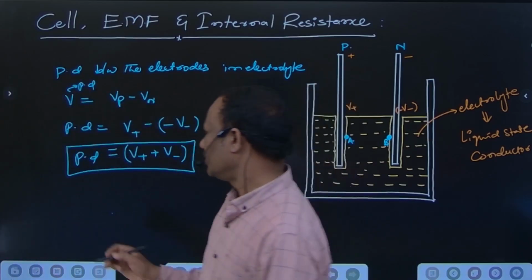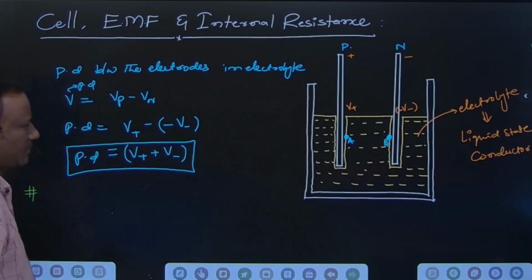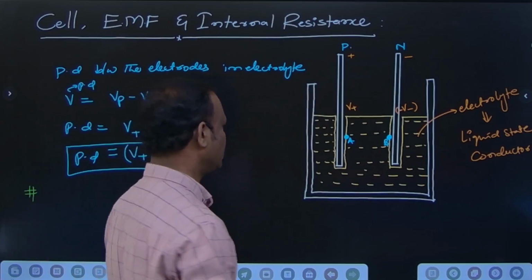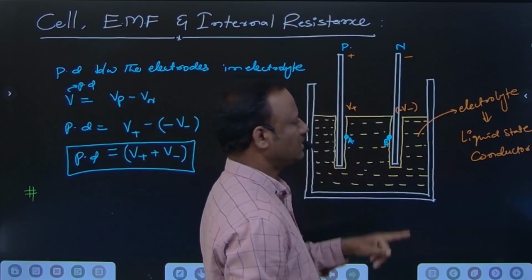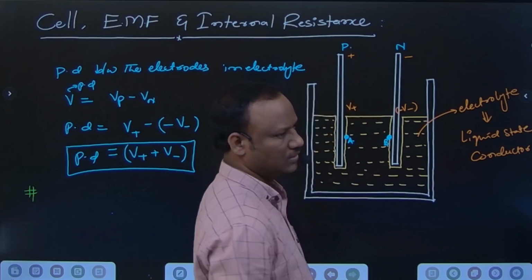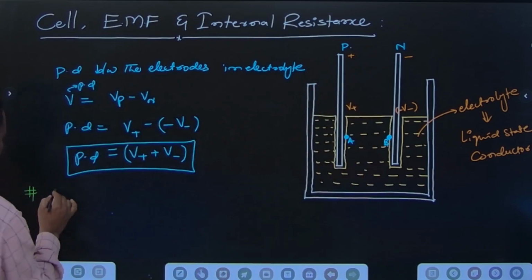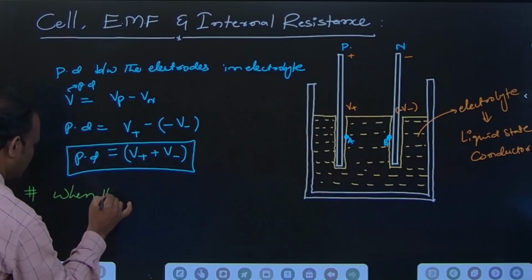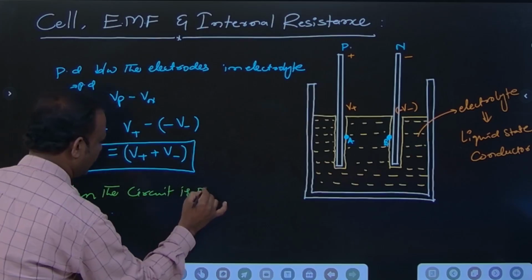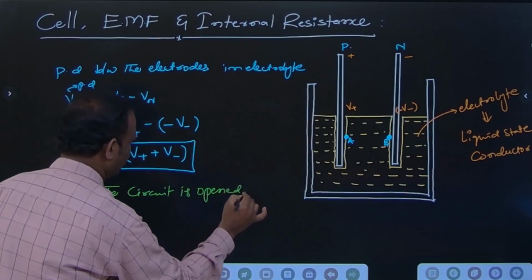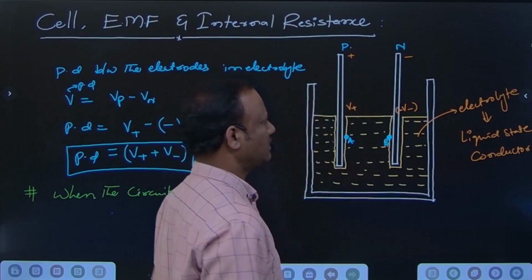Now the question is, sir, what is internal resistance? Internal resistance is, here nothing is connected between these two, so the circuit is opened. When the circuit is opened, no current is passing through this.